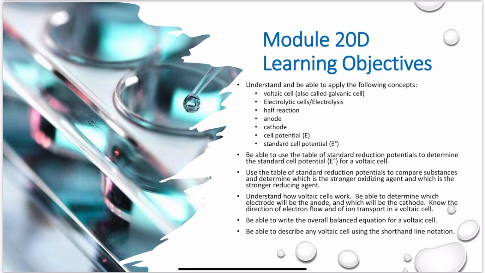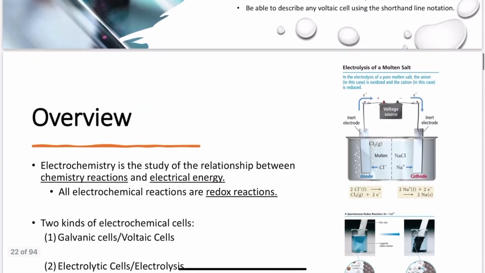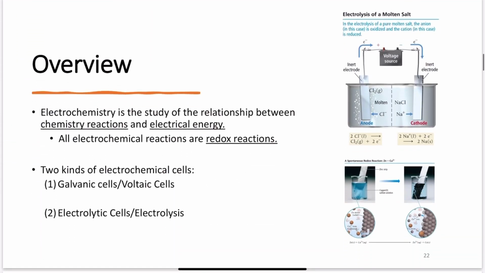I apologize up front. In this video, I'm going to first introduce the differences between galvanic or voltaic cells, those words are interchangeable, and electrolytic or electrolysis, which means basically voltaic galvanic is spontaneous reactions, whereas electrolysis or electrolytic cells are non-spontaneous processes. I'm going to explain the difference between these with some examples, and then I'm going to really delve into voltaic and or galvanic cells.